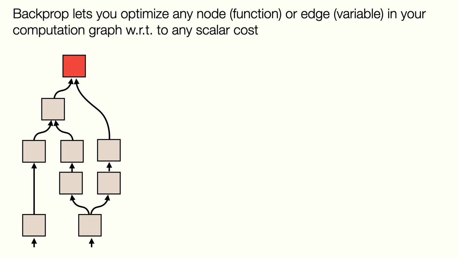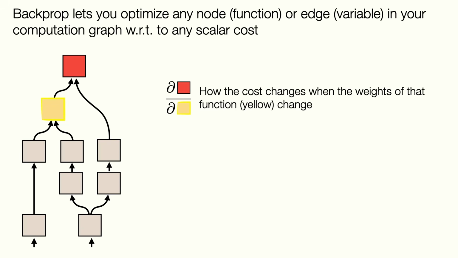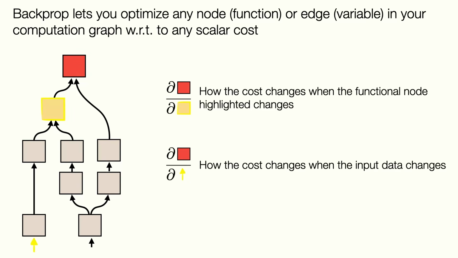And the cool thing is, because we assume that every piece of this system is differentiable, you can actually optimize any node or any edge with regard to any scalar cost. So here, you could think about calculating how the cost would change when the weights of the specific yellow function change. You could also think about looking at how the cost changes when the input data changes, right? You don't actually need to specifically do this for weights.